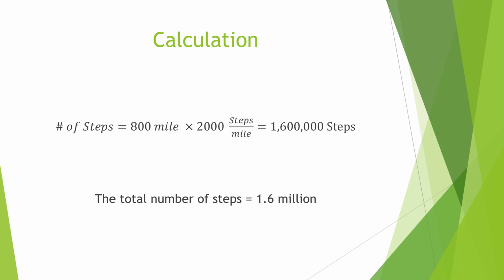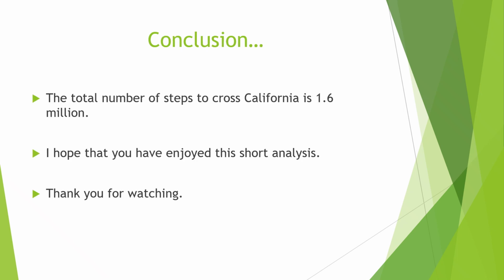Let's set up an equation to determine the number of steps that would be required to cross the entire state of California. The total number of steps necessary to walk across the state of California equals the distance across the state, which is 800 miles, multiplied by the conversion factor of 2,000 steps per mile. The calculation reveals that it would take 1.6 million steps to cross the state of California.